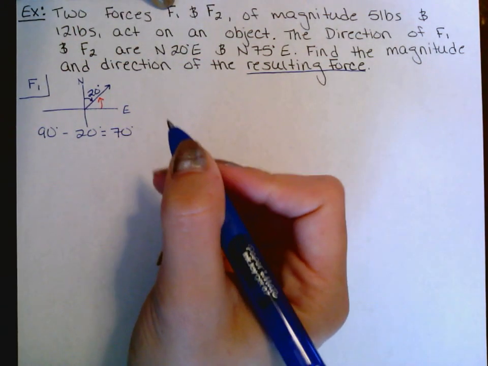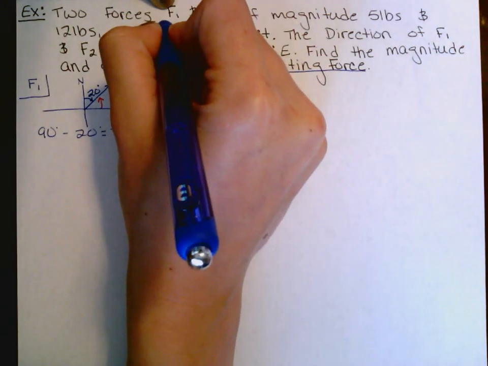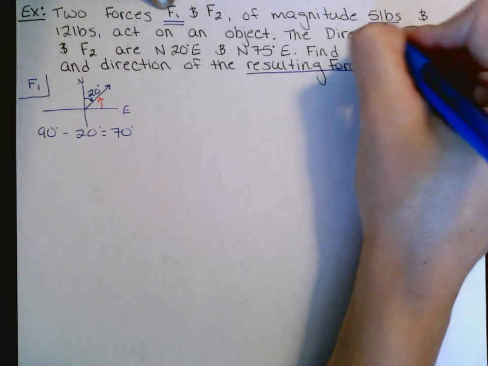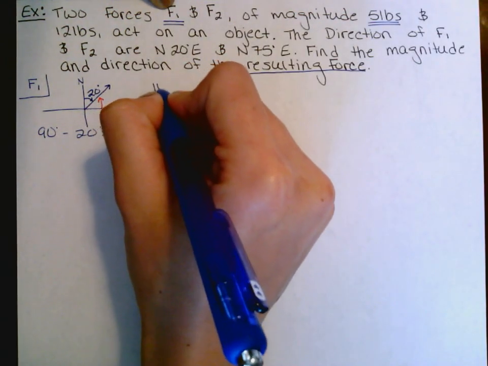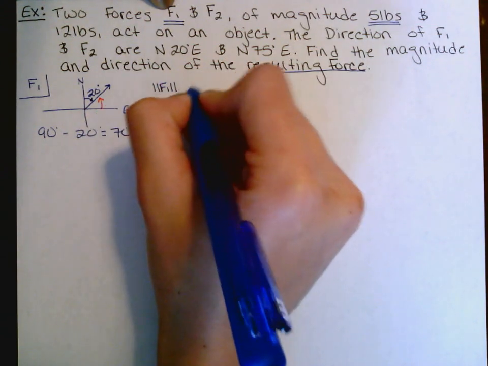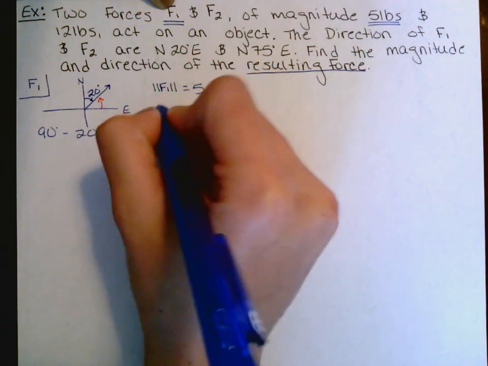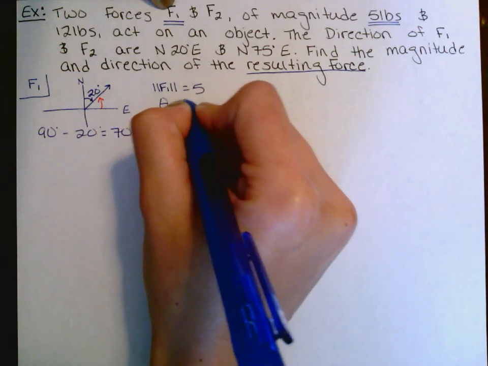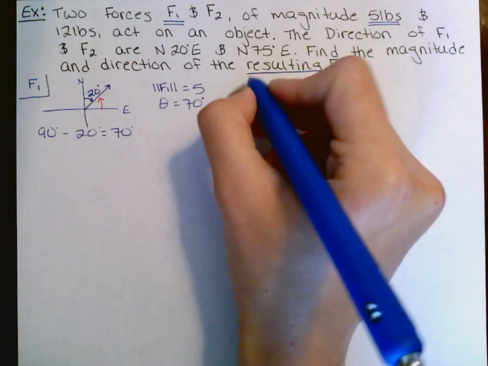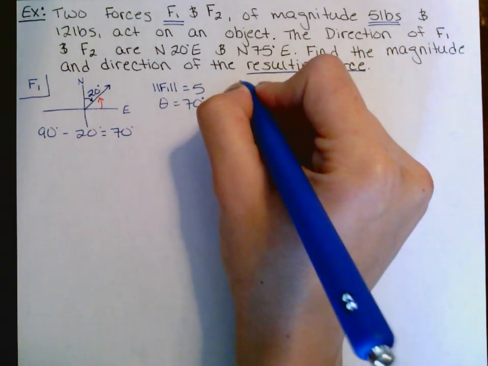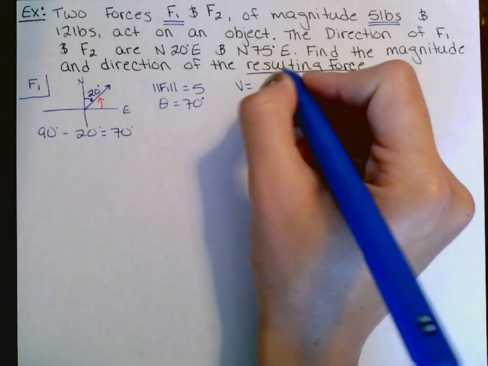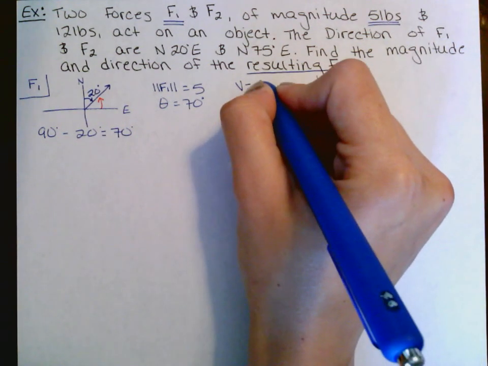So for F1, let's do a double underline. So F1 has 5 pounds as my magnitude. And instead of putting a V, I'm putting F1. And then my theta, we said, was 70. Okay? So now we said my equation for a vector is magnitude, which is the same formula we wrote last time, and I'll write it one last time here.